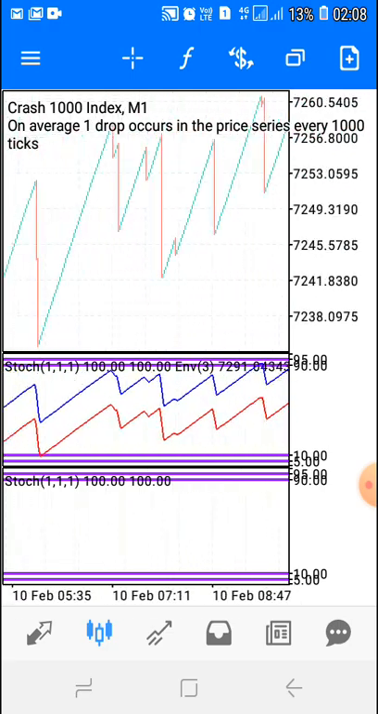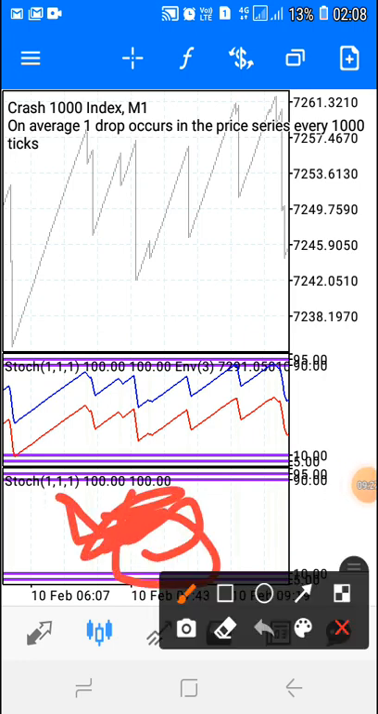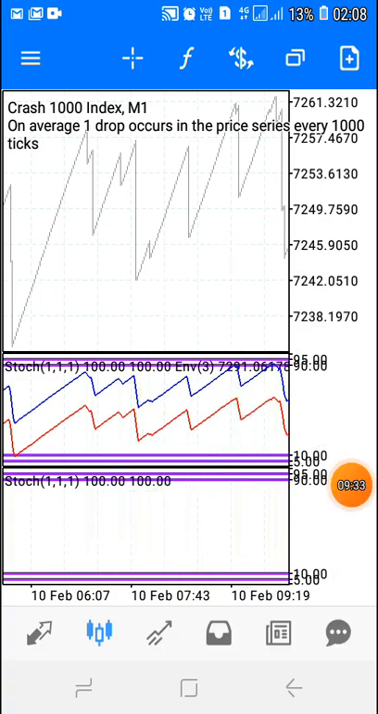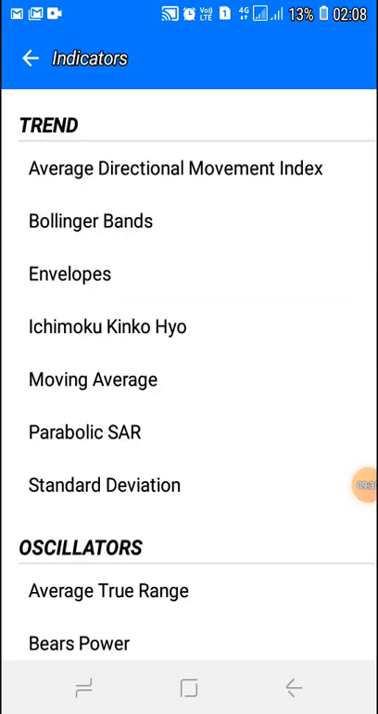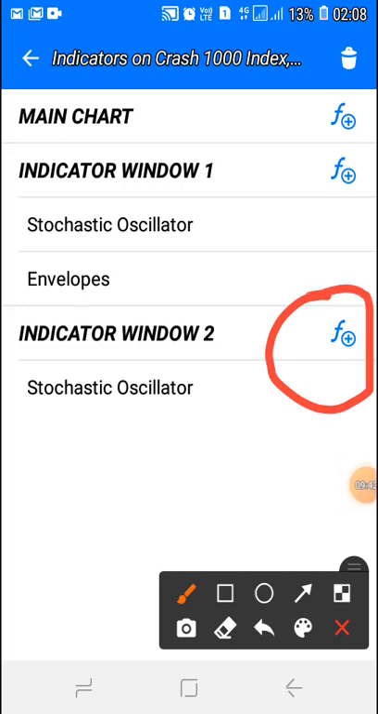Now as you guys can see, the stochastic over here is empty at the moment, right? So we're gonna add an indicator. Now the indicator that we're gonna need for this is our MACD, right? Now click on indicator window 2, right? This is where you're supposed to click, all my beginner traders, right?